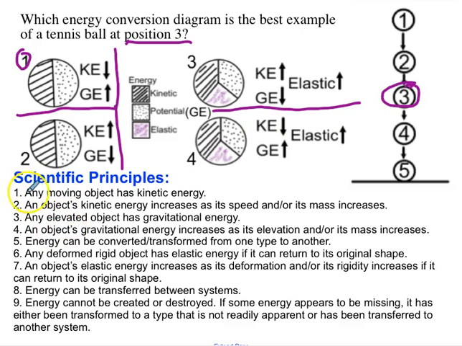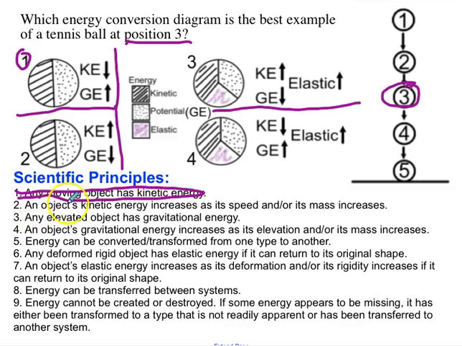Now, you might be wondering, why are the scientific principles here if we're trying to answer the claim? Many times what you want to do is you want to look at the scientific principles, and they will help you determine which one of these is correct. So if I start looking through the scientific principles, any moving object has kinetic energy. Is this a good one to use? Well, this one has KE, this one has KE, this one has KE, this one has KE. All of them have KE, so this really isn't helpful at all. This one I can just cross off.